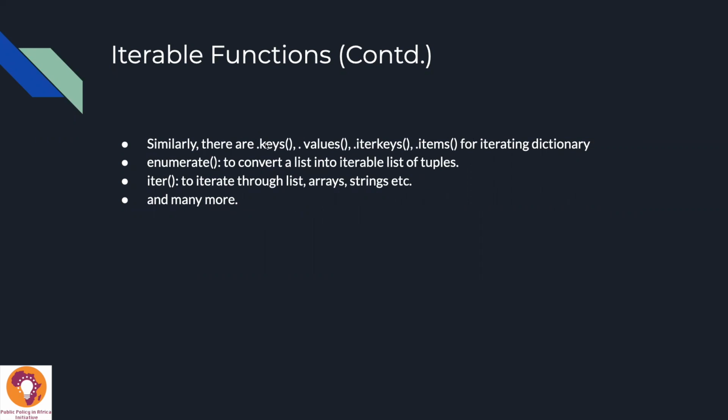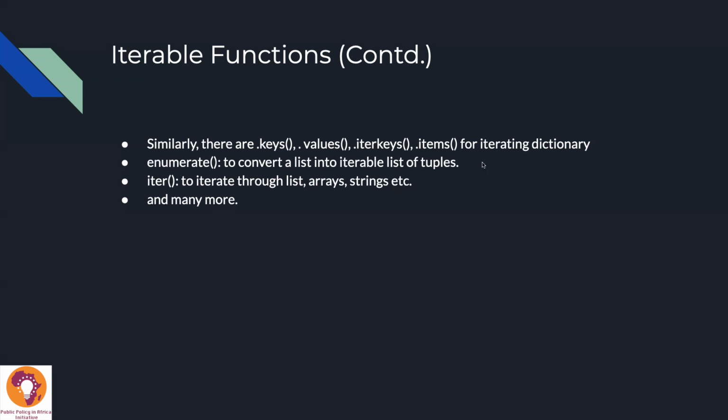So if you want to iterate over the keys of a dictionary, you can take your dictionary dot keys, and that'll return all the keys, and then you can iterate over those keys. If you wanted to iterate over the values, you can do that. Iter keys is kind of like iterating over the keys, and then items will actually return tuples of your values. So this would be iterating over the key value pairs of your dictionary when you use the items method in your iterable.